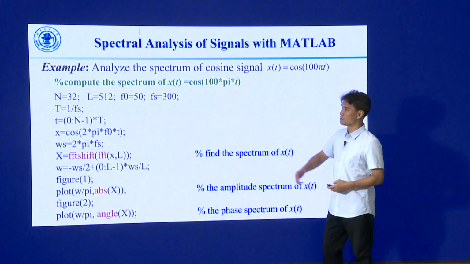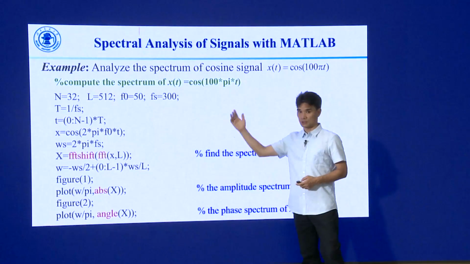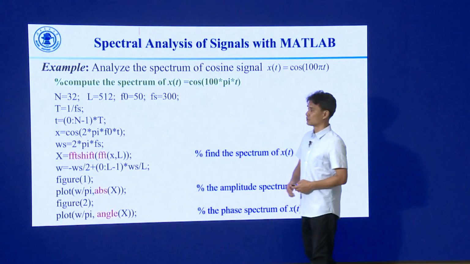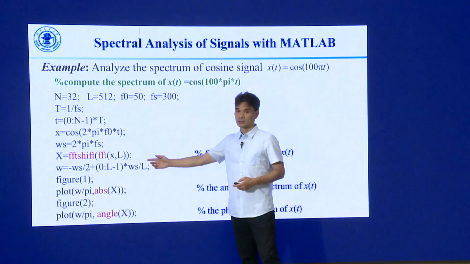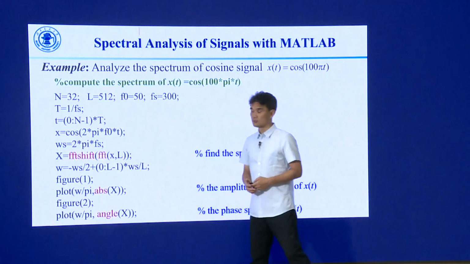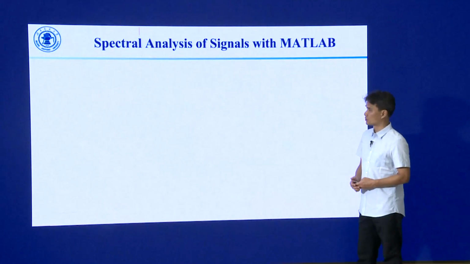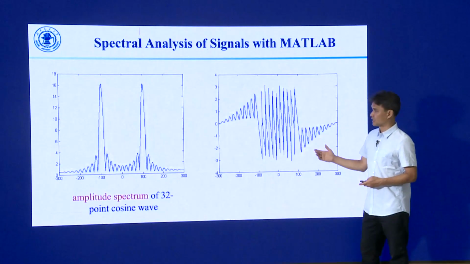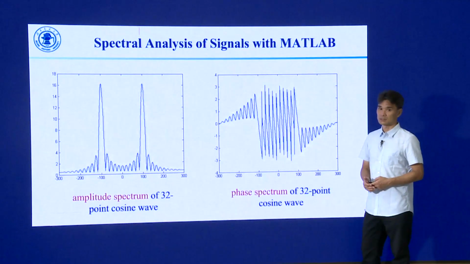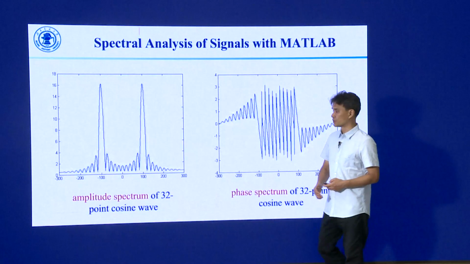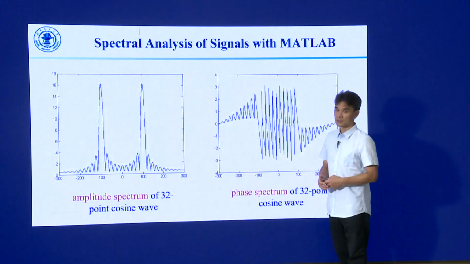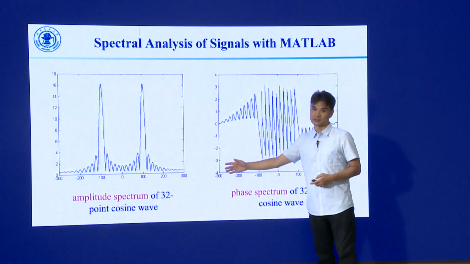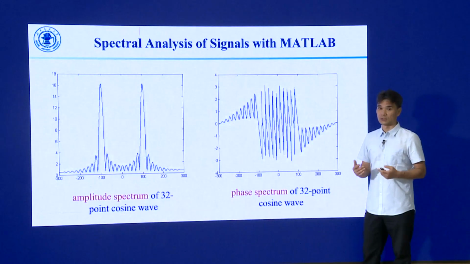Now, if we try to use MATLAB to do the analysis, this is the code. Again, I'm not going through the details, but pay attention. Here we're doing the Fourier transform in MATLAB. And we can show the amplitude spectrum and the phase spectrum for the cosine signal. And we use 32 points to do the fast Fourier transform. Apparently they are different from the spectrum for the ideal cosine function.